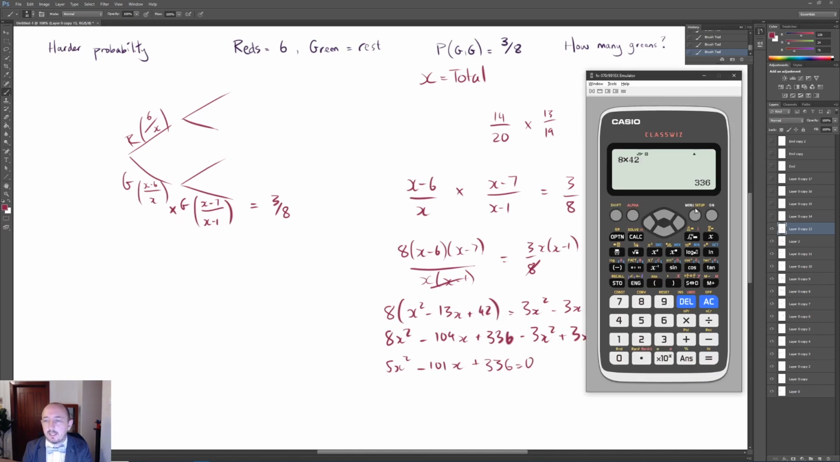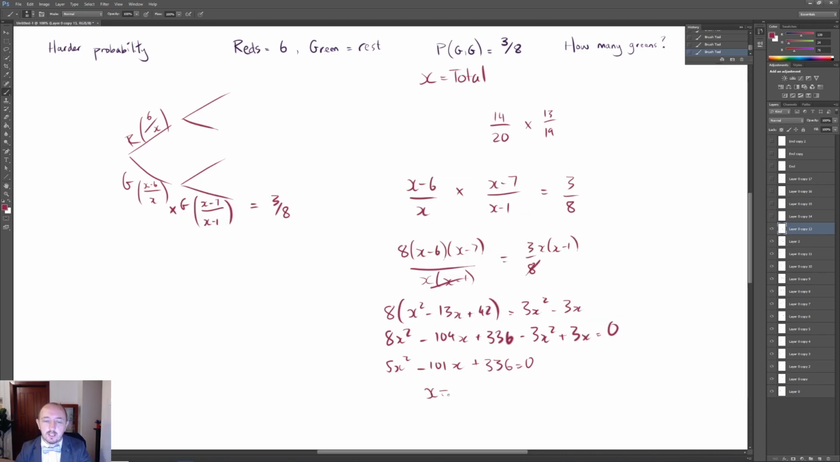I'm not going to try and factor that. Let's put it in the quadratic formula, but we would do it on our calculator. Minus 101 and 336. So we get x equals 16 or 21/5. So x equals 16 or 4.2. We can't have 4.2 as a number of counters, so we would ignore that one, and we would say the total is 16. So how many greens? We subtract 6, we'd have 10 greens, like that.